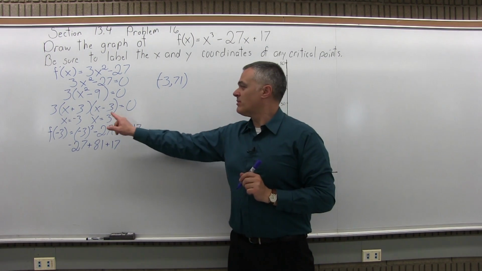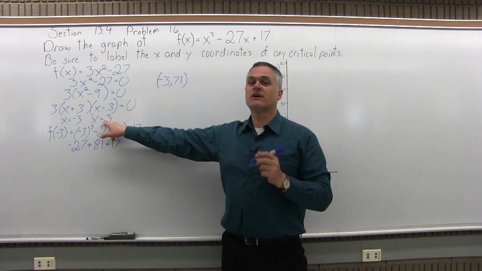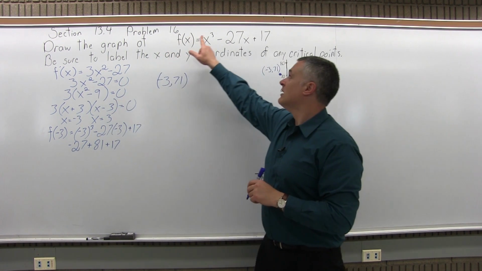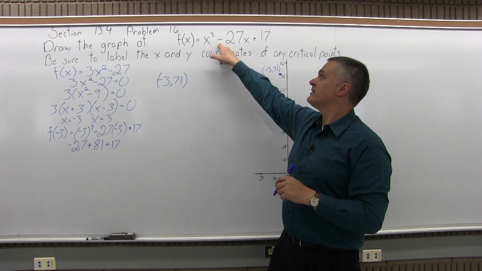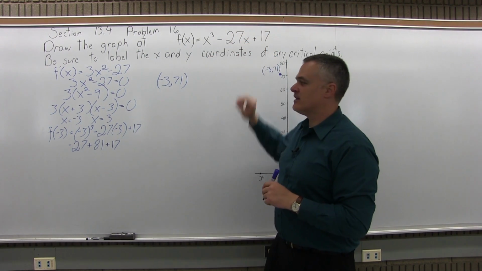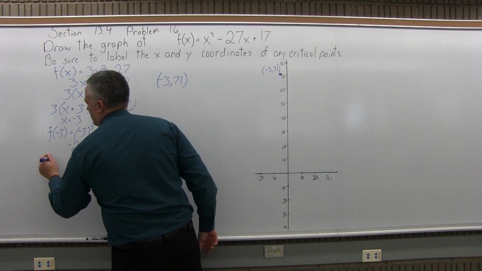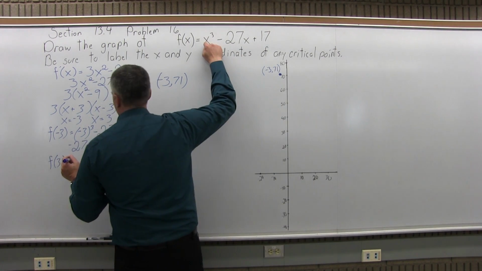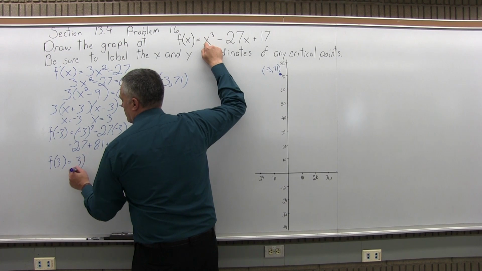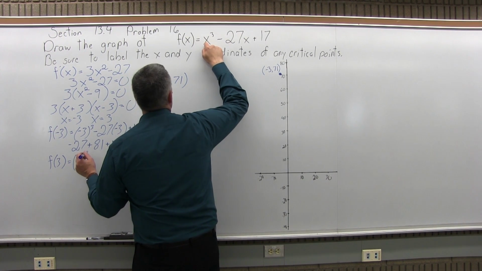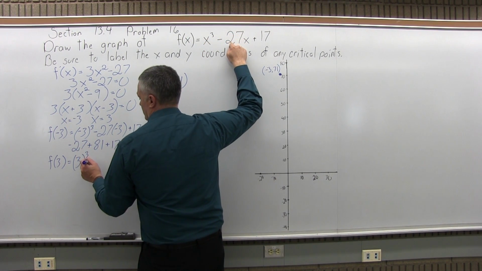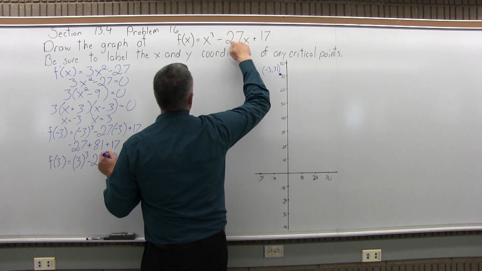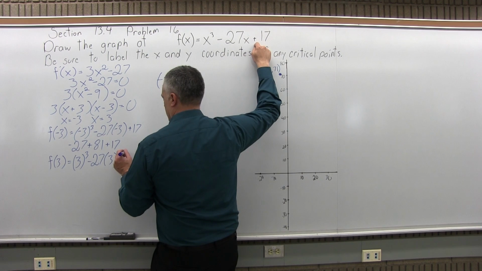There's a second critical point with an x coordinate of 3. So let's find the y coordinate that goes with that. Again, to do that, take my x of 3, put it into f of x, do the math, see what I get as an answer. That's going to give me my y coordinate. So f of 3 equals 3 cubed, minus 27 times 3, plus 17.